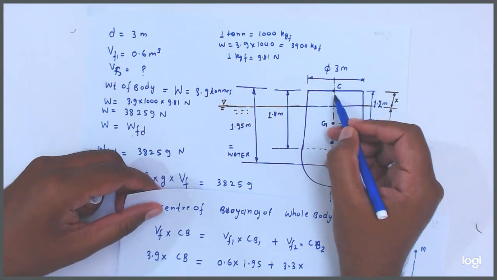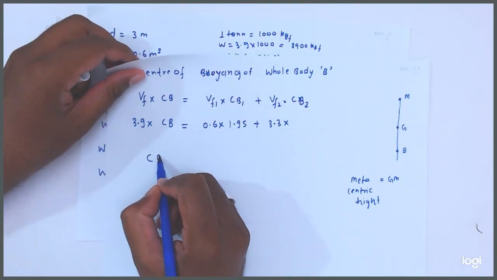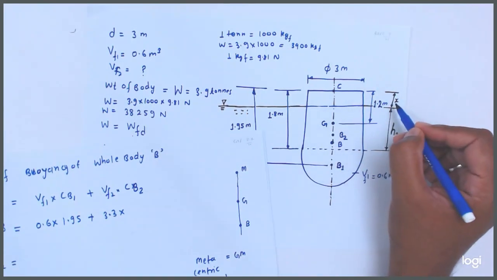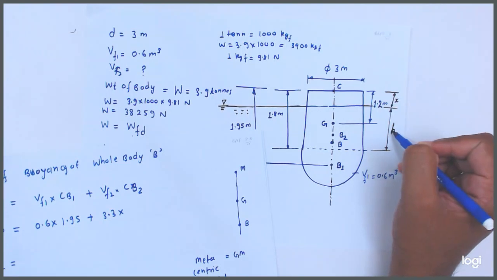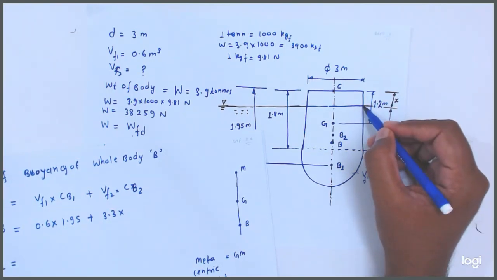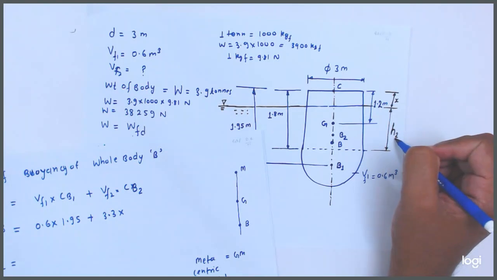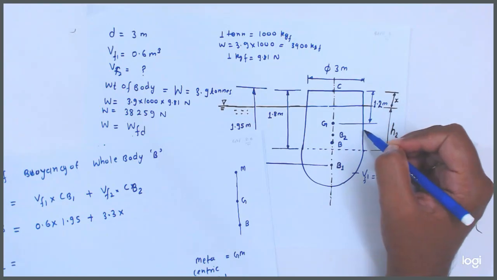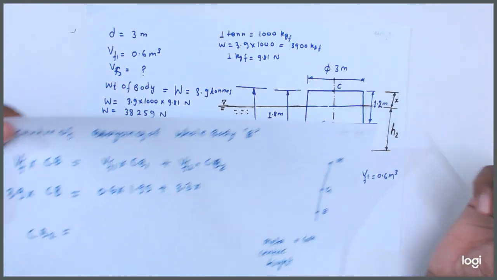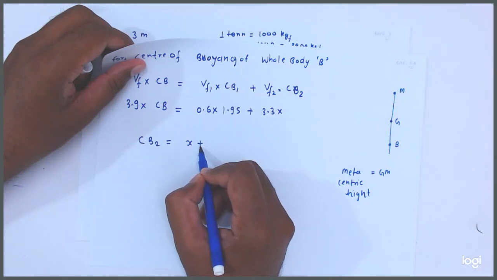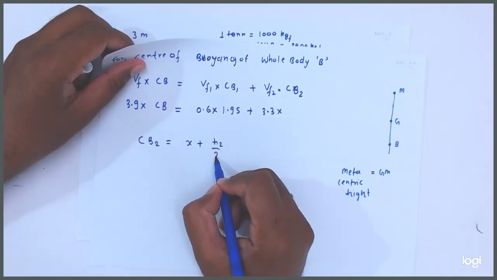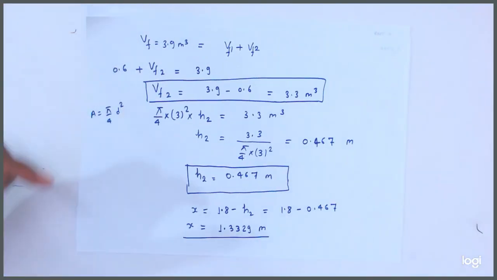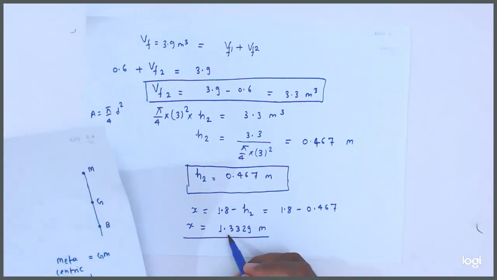This is a doubt now, friends. So the CB2 distance is equal to how much? This distance x plus h by 2, because the distance between this and this is h2. Now we know that the center B2 will be at half of this distance. Getting, friends? So the CB2 distance is equal to x plus h2 by 2. So from here we are able to calculate, sorry, x is already calculated here.